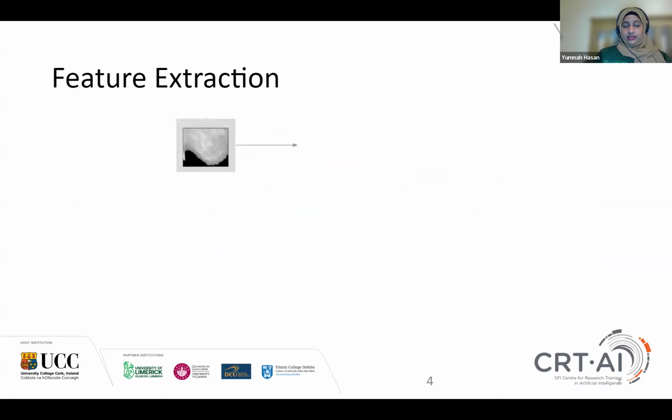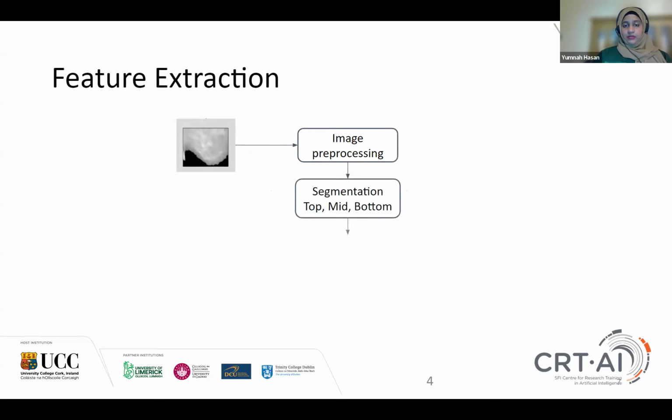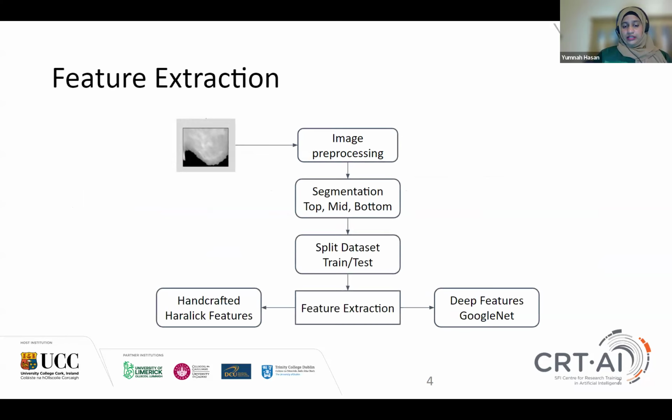And in our methodology, it's divided into two steps. So the feature extraction part: we have the image, we segment the image, then split the data into train and test, and then we extracted the features. For the Haralick ones, we have 52 features per segment, and for deep features, we have 1,024 features per segment.